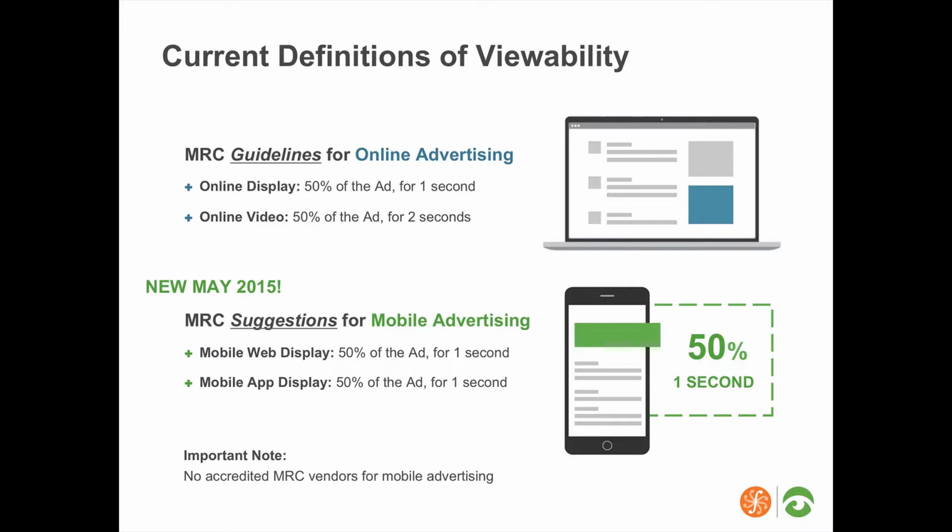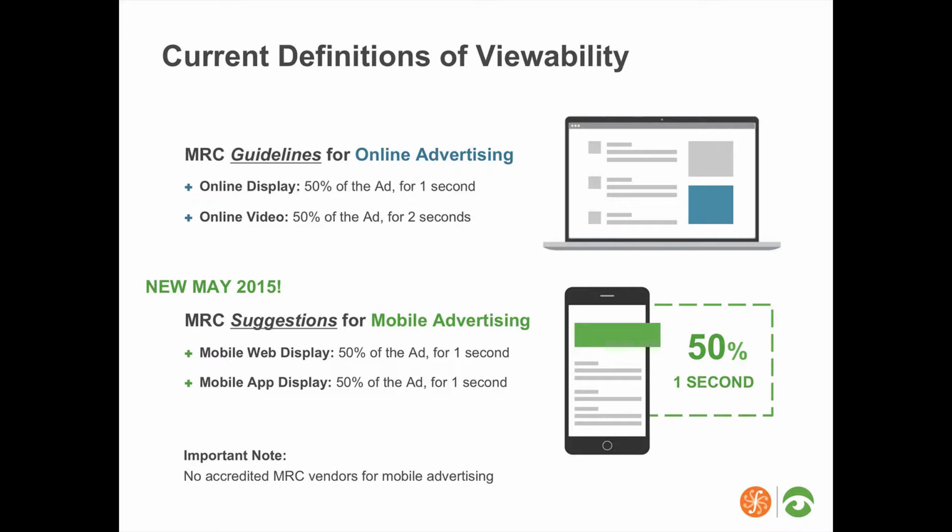A viewable impression is a metric of online advertising that indicates if a display ad is actually viewable to the user when it's served. More specifically, for online or desktop advertising, the IAB and the MRC define a viewable impression as one that's at least 50% visible for at least 1 second. Online video has more strict requirements, with 50% of the ad needing to be viewable for 2 seconds.